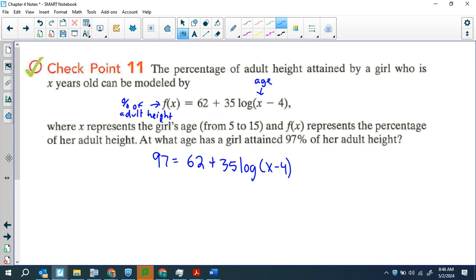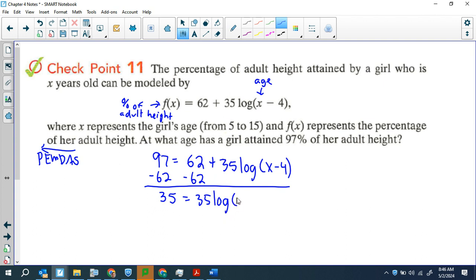So again, once we did that, this is a problem that we've seen throughout this chapter. We're doing PEMDAS backwards. So we are going to be undoing addition, subtraction. This 62 is what we want to get rid of first. So we're going to subtract 62, and that would give us 35 equals 35 log of x minus 4.